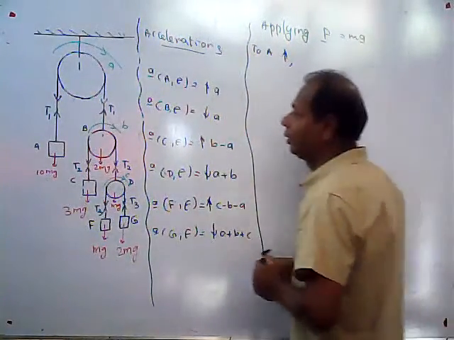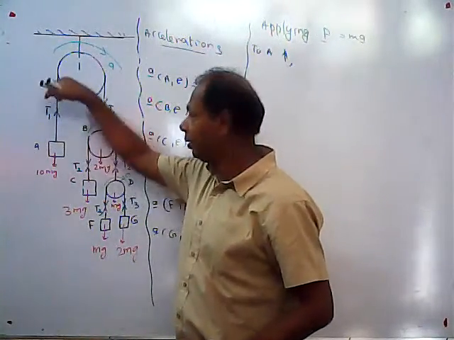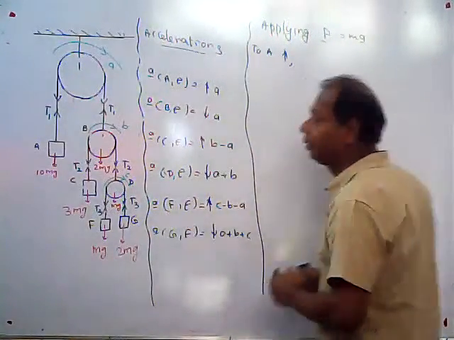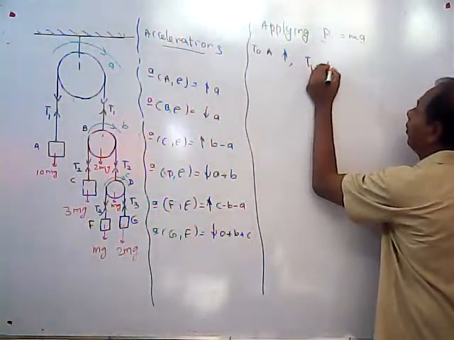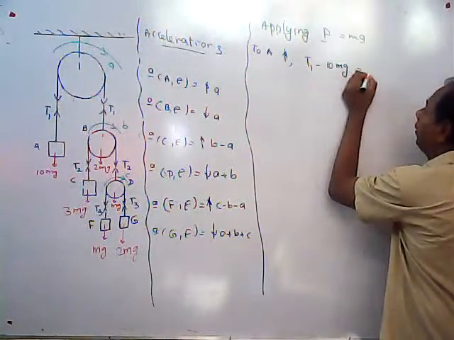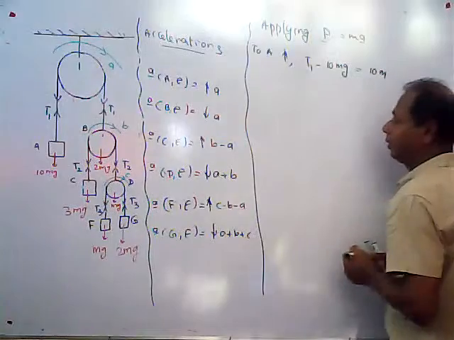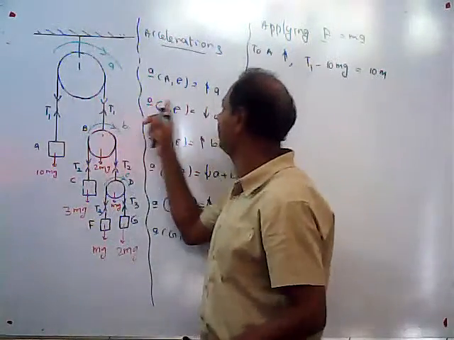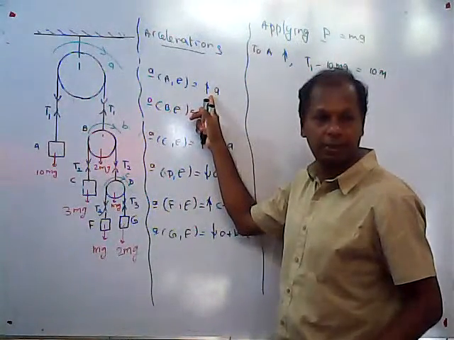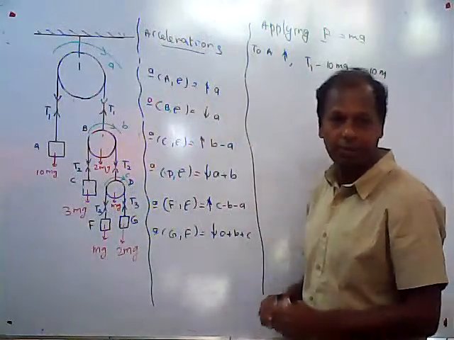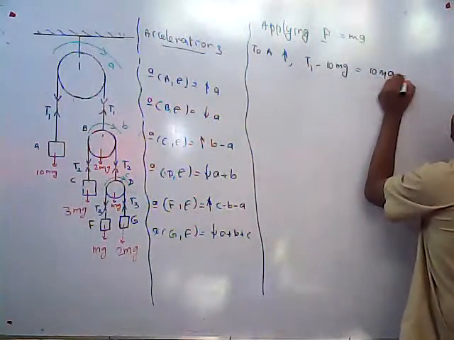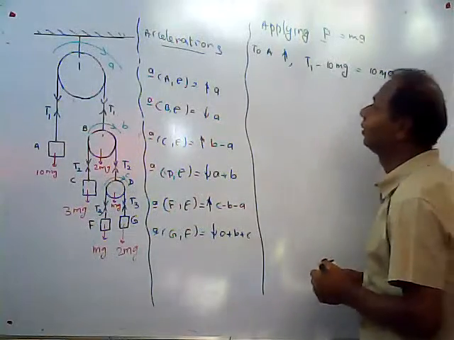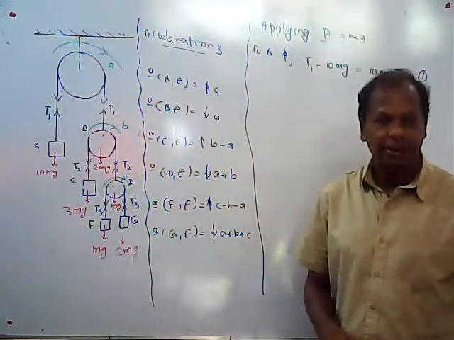So you get P1 minus 10mg equals 10m, and the acceleration we mark here is A, right? 10mA.